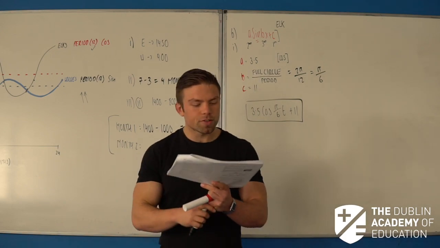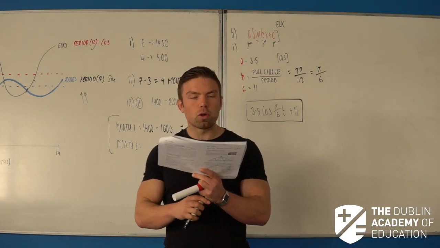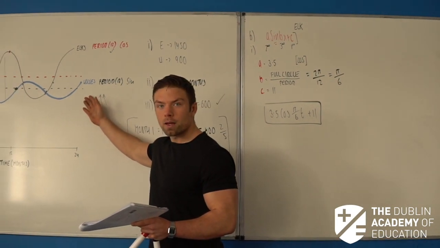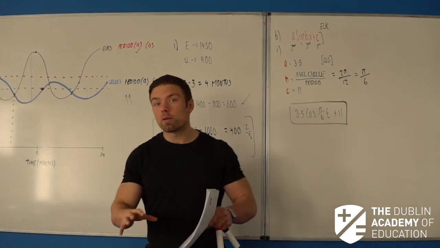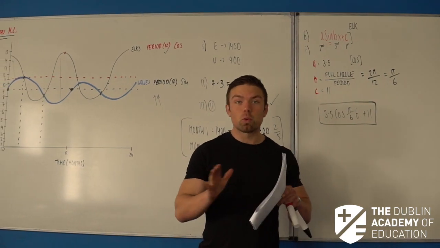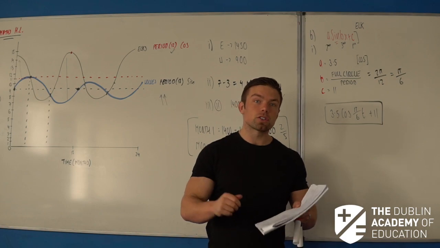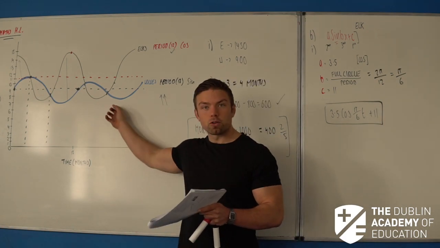Part 2 says, write down a function that models the population of wolves after t months. So the same stuff, but just with wolves here. Okay, so it might be a good time now just to pause the video and make sure you can get the wolves. It's the exact same as this. If not, I'm going to go through it now, but it might be a nice idea to pause it. Make sure you can get the function for the wolves.